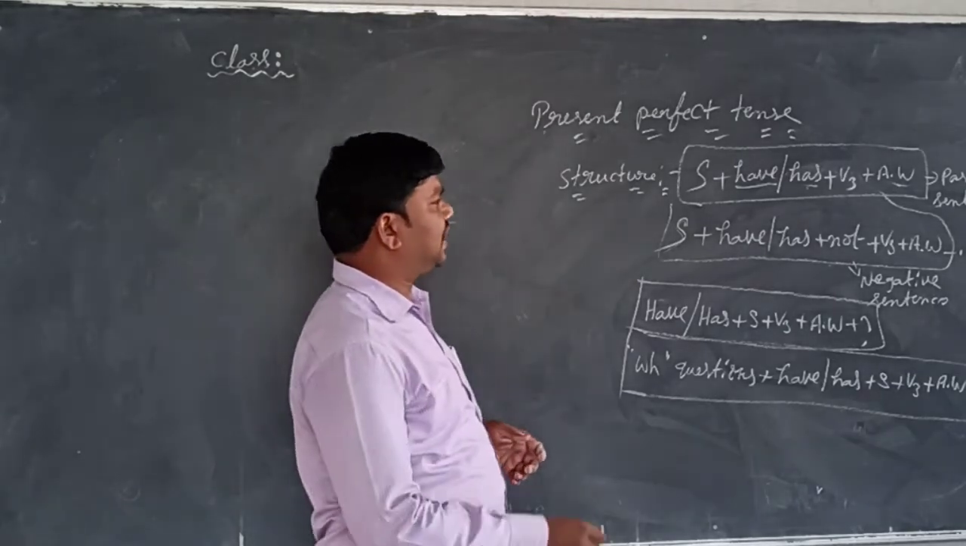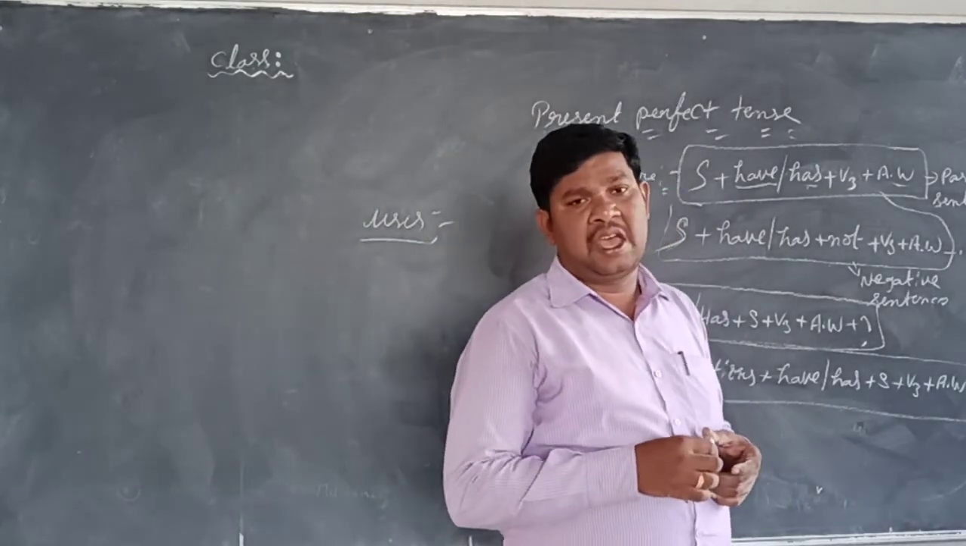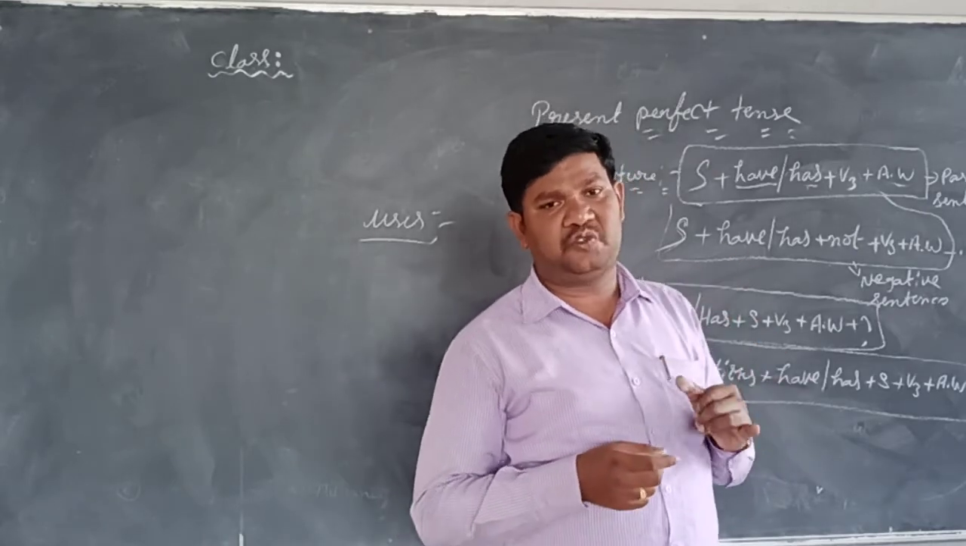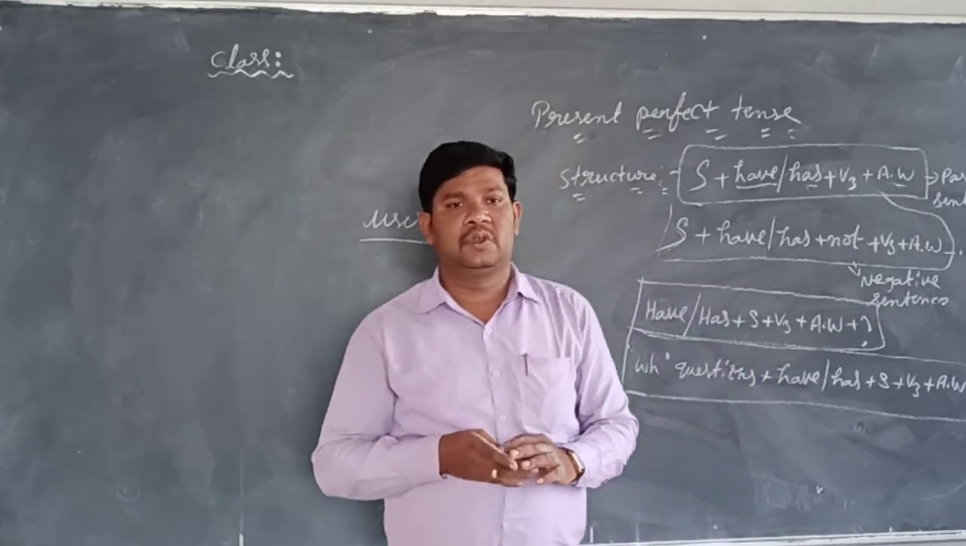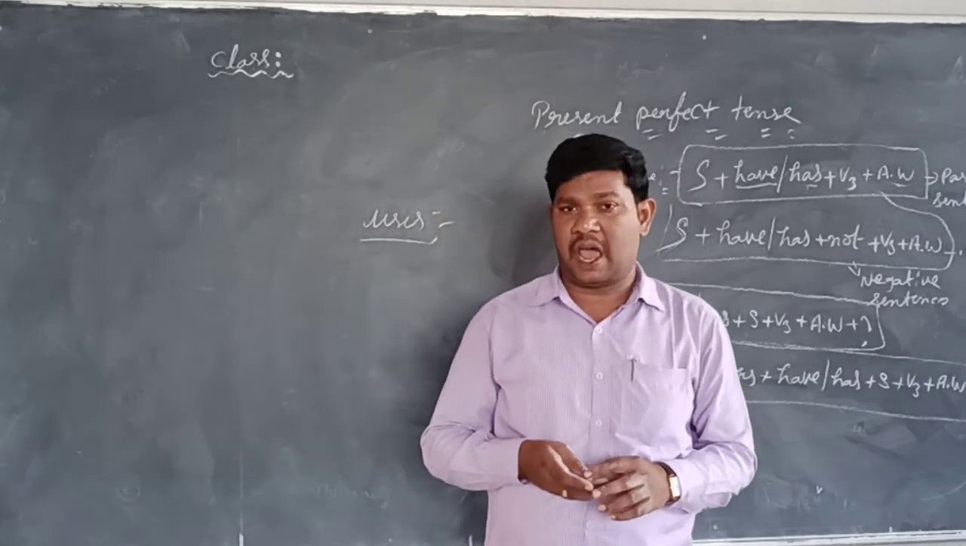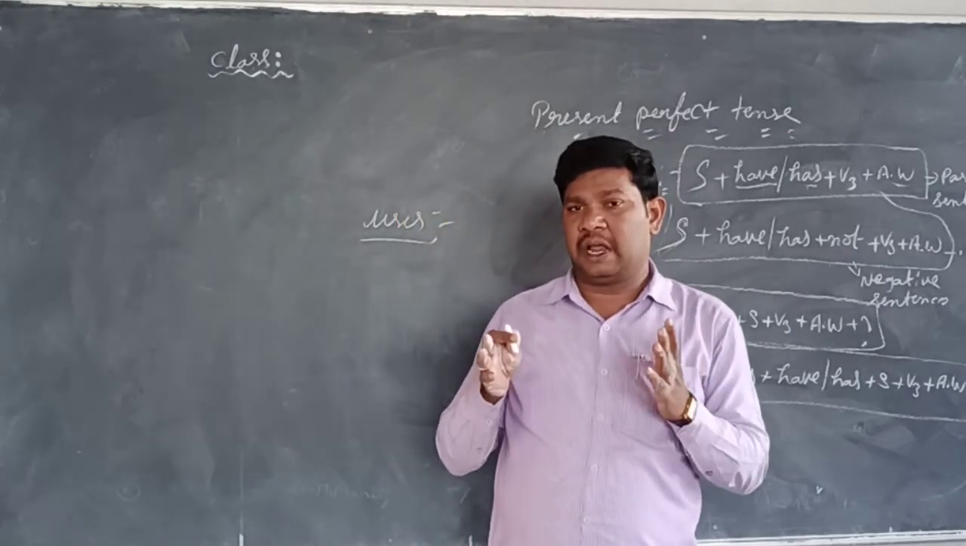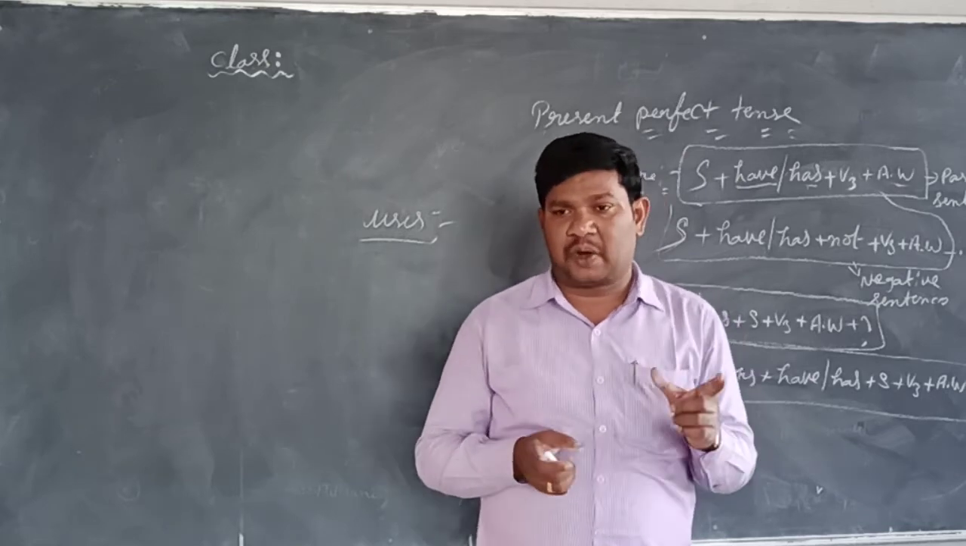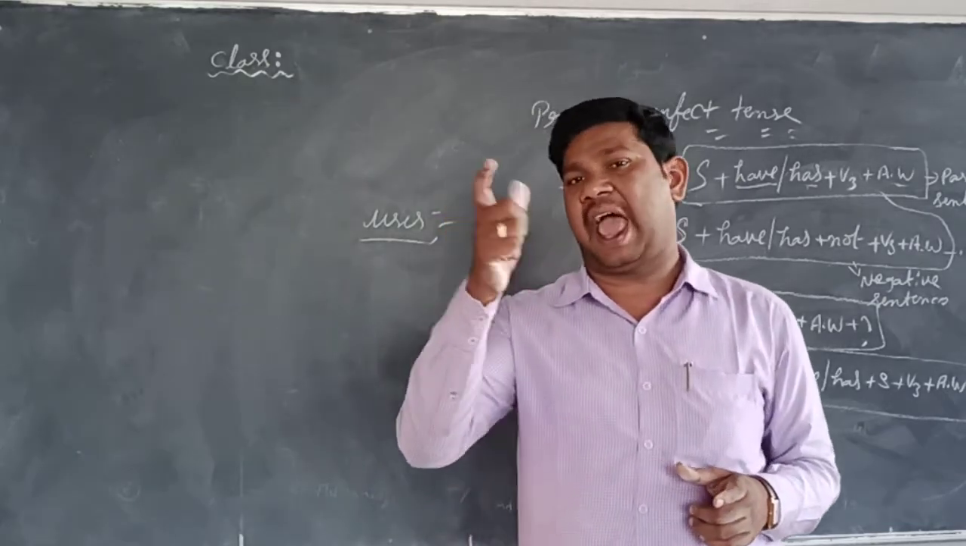When do we use present perfect tense? It is used to express an action which is just completed. We use a present perfect tense. So once again, I want to repeat. Listen carefully. Present perfect tense is used to express an action.